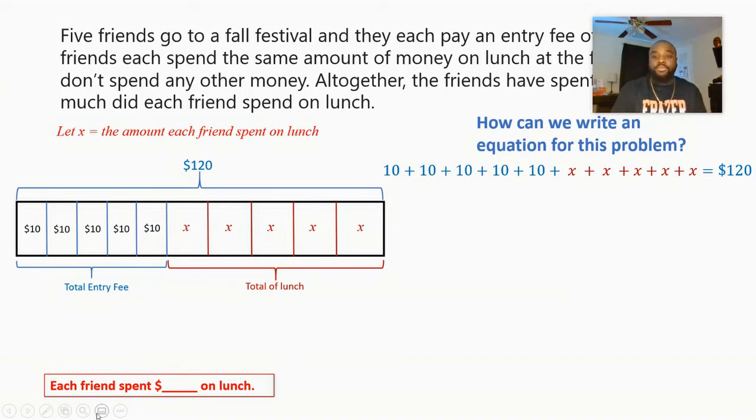Okay? Now I need you to pause the video, go simplify this equation to make it shorter, and then compare it to Mr. G's. Ready, set, go. All right, welcome back. So hopefully you had opportunity to simplify this. We know that all the 10s add together to equal 50, and all the x's will come together to be 5x. So we have 50 plus 5x equal to 120.